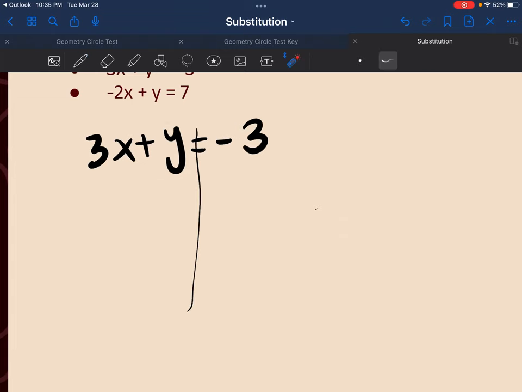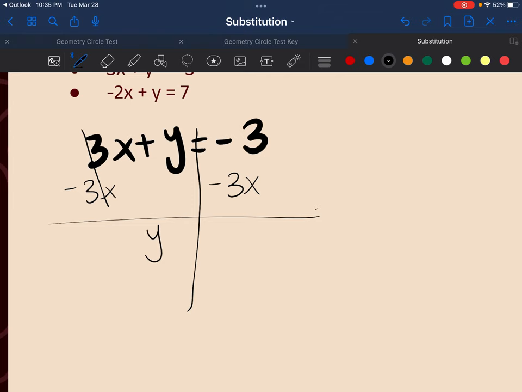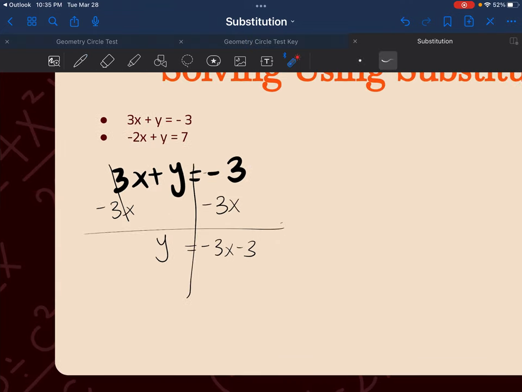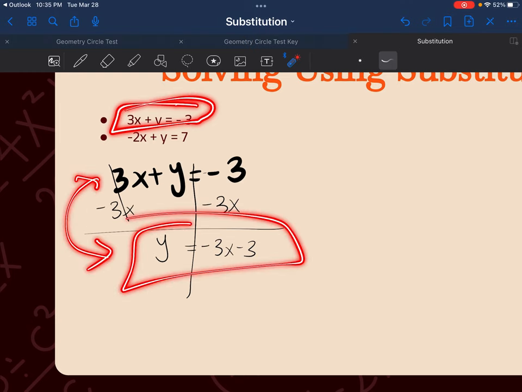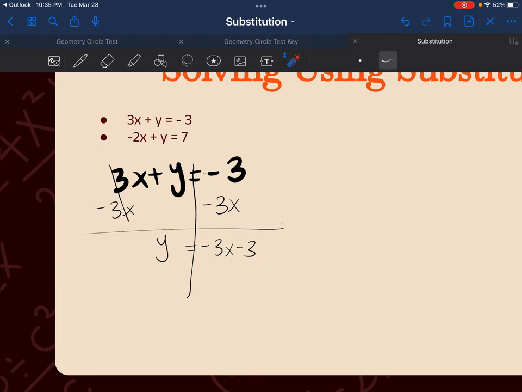What do I need to get rid of to get y by itself on the left side? We need to get rid of 3x's. So I'm going to subtract 3x's. The 3x's cancel out, and we're left with y is equal to -3 minus 3x. Can you combine these two? You cannot. One of them has an x and the other one doesn't. So that means we're just going to write them down next to each other. So instead of writing my first equation, I can just write this because they're essentially the same thing.